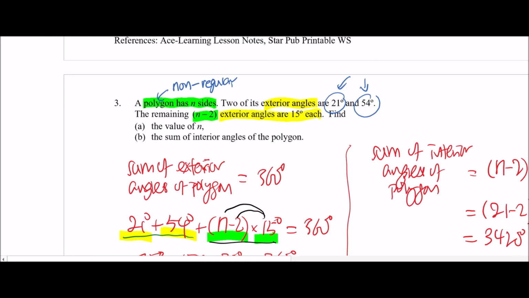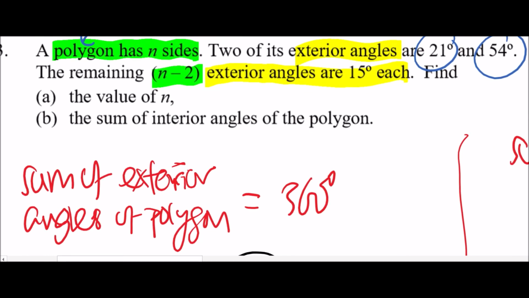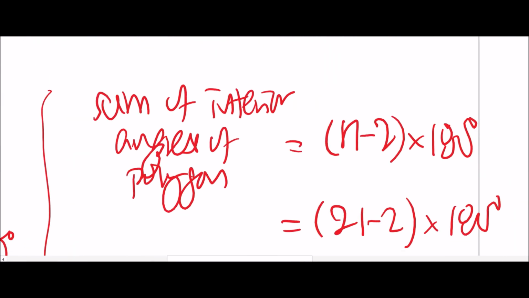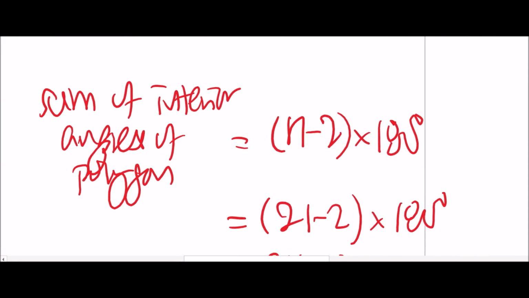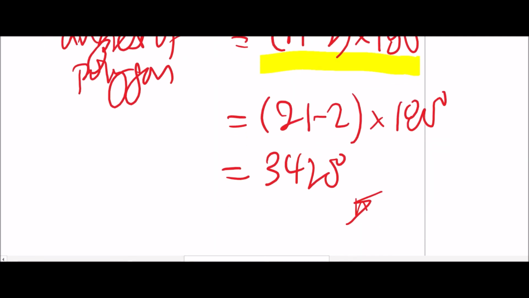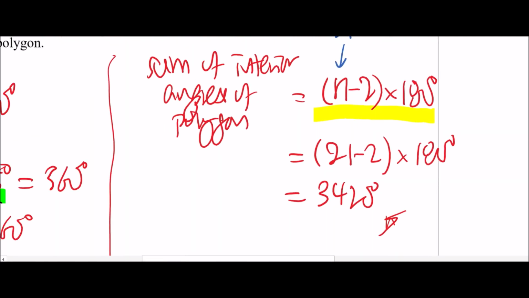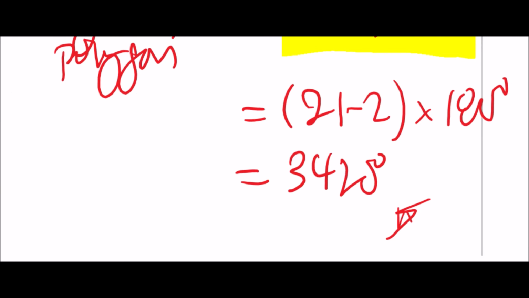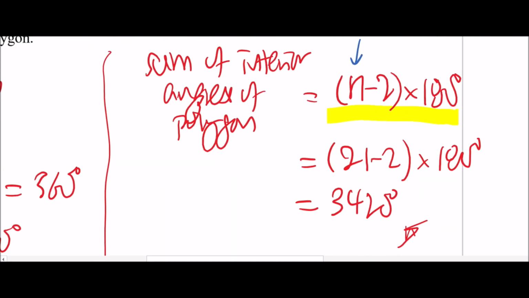Moving on. In part B, they ask for the sum of interior angles of this polygon. Recall that the sum of interior angles for any polygon is given by the formula n minus 2 times 180. In part A, we already found that this is a 21-sided polygon. So we simply substitute n equals 21, and we have the answer. For this particular 21-sided polygon, all its interior angles add up to 3,420 degrees, which is pretty huge.